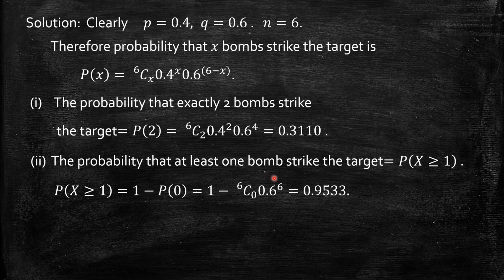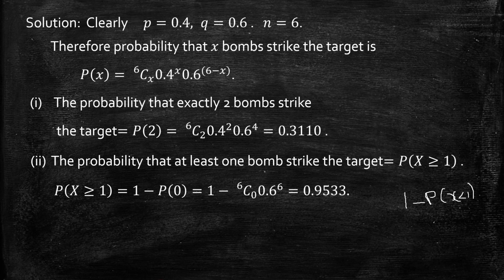Now the second problem is the probability that at least one bomb strikes the target. At least one means x greater than or equal to 1. So the probability of x greater than or equal to 1 means we have to add probabilities from 1 to 6. Since n is 6, we would start from 1, then calculate all probabilities up to 6, and add them up. Instead of that, we can take the complement, so the probability of x greater than or equal to 1 is 1 minus the probability of x less than 1. Since it is discrete, x less than 1 means only one integer value, that is 0.